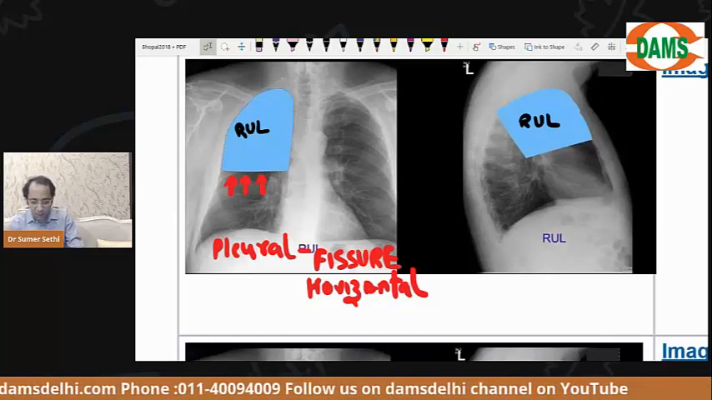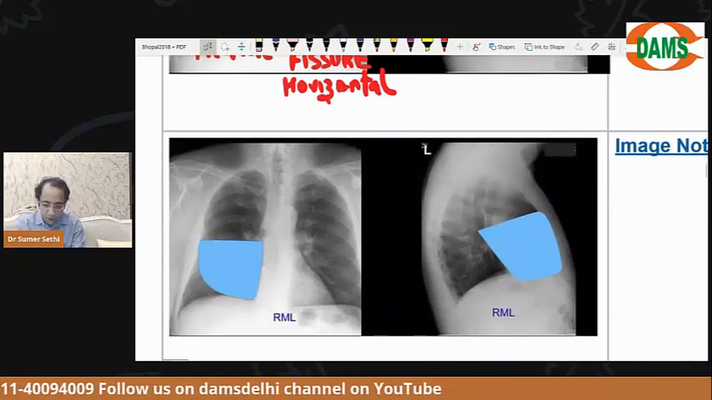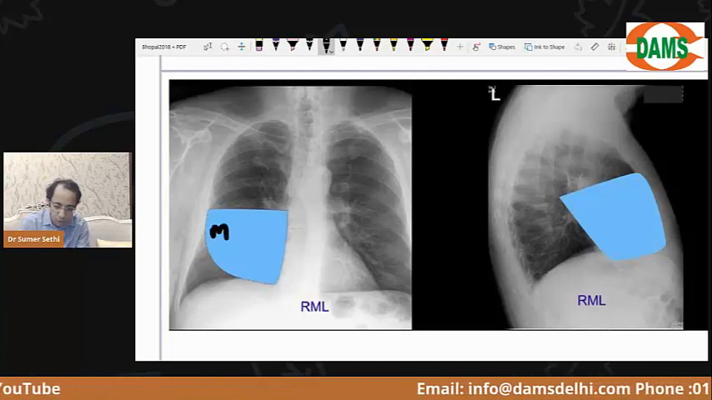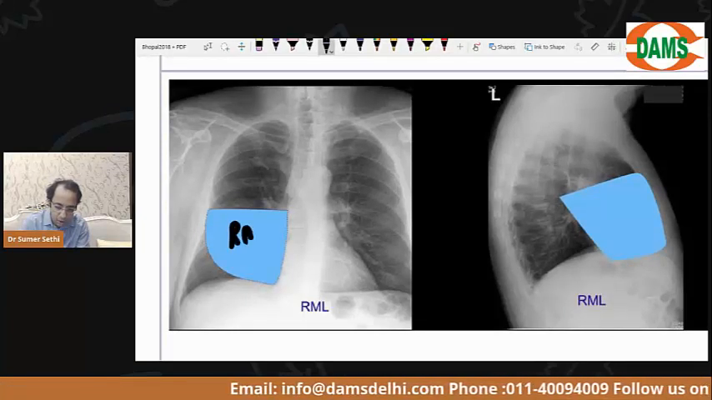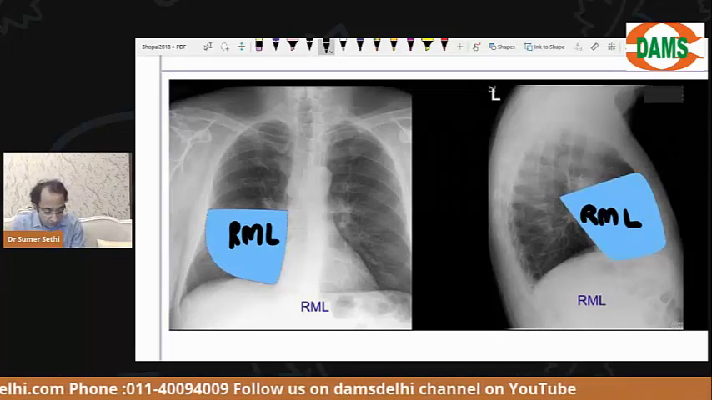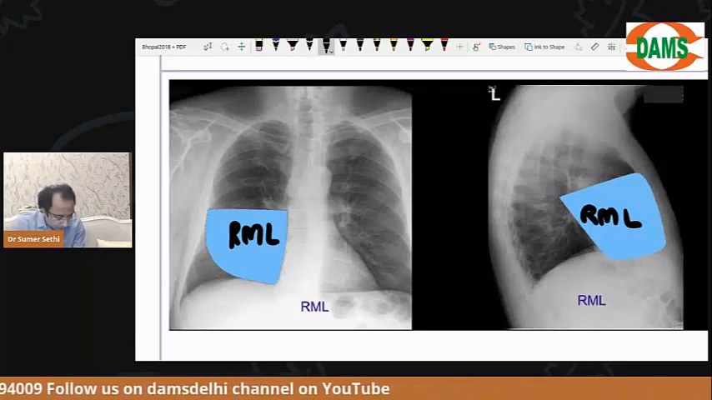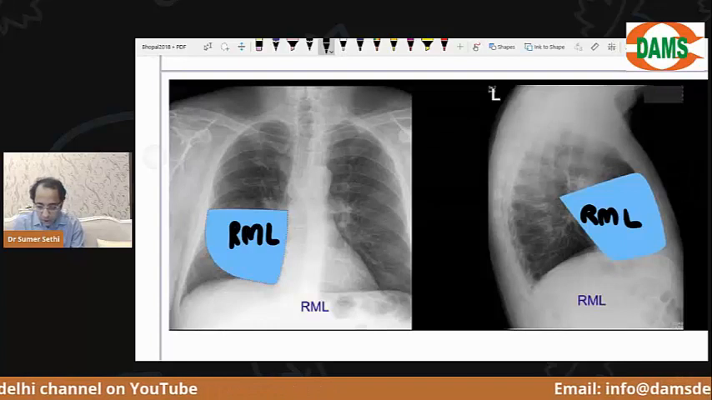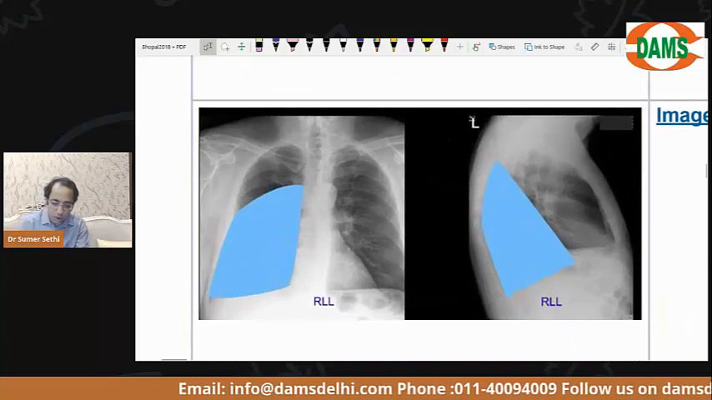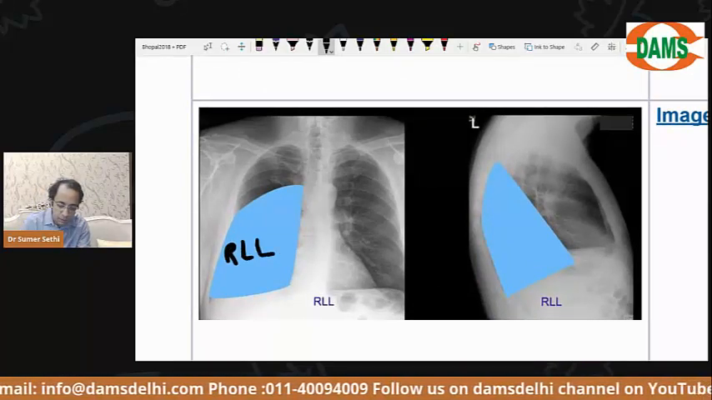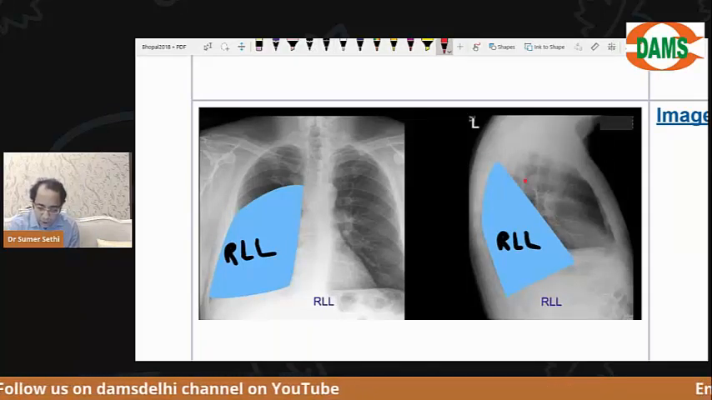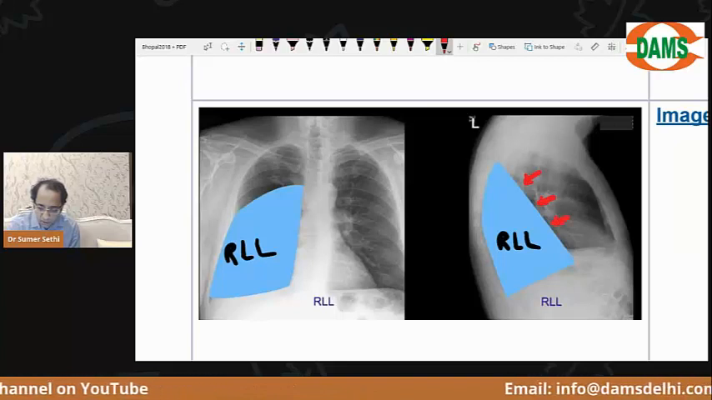Okay. Now everybody understands. Now see an answer. This is the right upper lobe. Now see the second part. This is your middle lobe. This is your right middle lobe. A lot of X-ray findings will be based on this anatomy. Listen to me carefully. This is your right middle lobe, and this is your right lower lobe. The sharp margin that you see here is your oblique fissure.